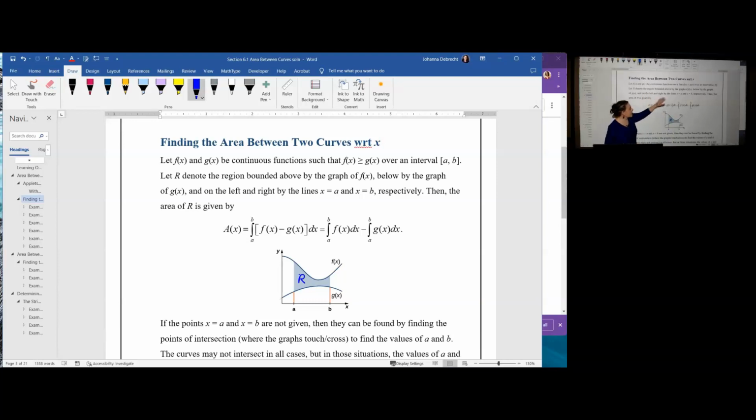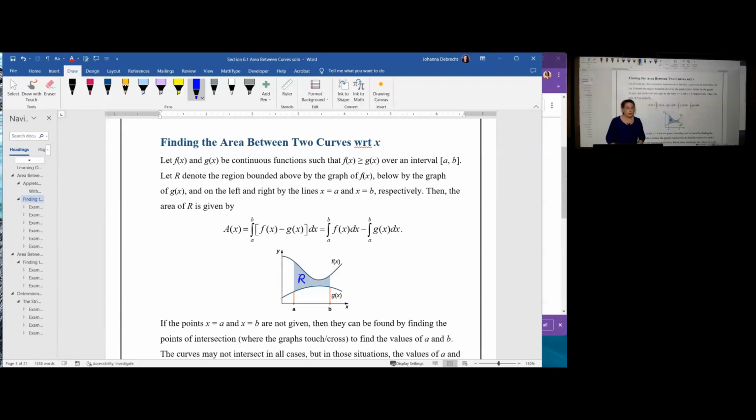On the left, it's bounded by the vertical line at the left endpoint of the interval, x equal a. And on the right, by the vertical line at the right endpoint of the interval, x equal b. Then we can find the area of the region R between the two curves by integrating from a to b of f of x minus g of x, which of course is equivalent, because of the difference rule, to the integral from a to b of f of x dx minus the integral from a to b of g of x dx.